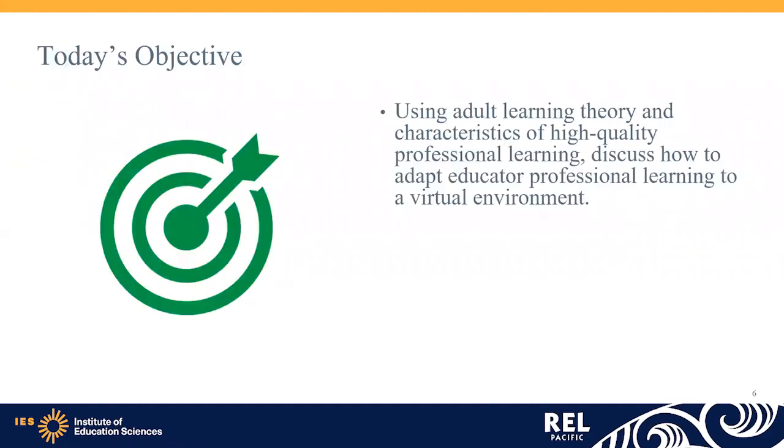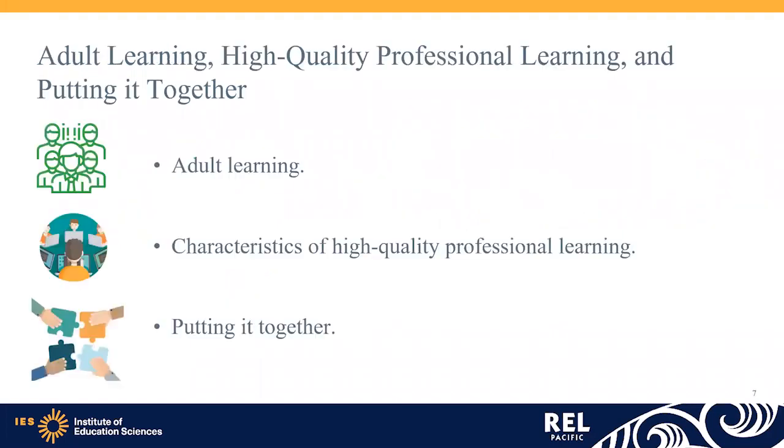So today's objective is about using adult learning theory and the characteristics of high-quality professional learning to discuss how to adapt educator professional learning to a virtual environment. Throughout the webinar, you're going to see these icons. That top icon will denote when we're talking about adult learning principles. That middle icon is going to show you when we're talking about the characteristics of high quality professional learning. And then that puzzle icon on the bottom is about putting it all together. So that's about using specific online learning strategies to weave in those adult learning and high quality professional learning characteristics so that we can adapt professional learning and professional development to a virtual environment.